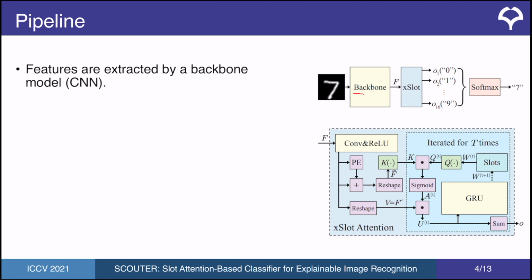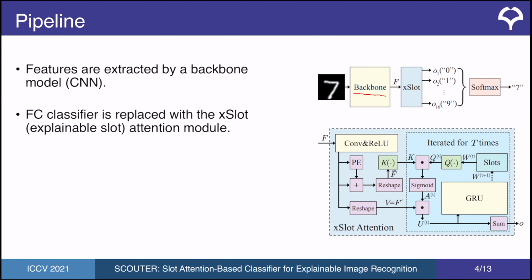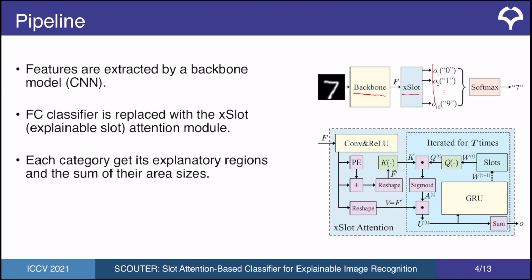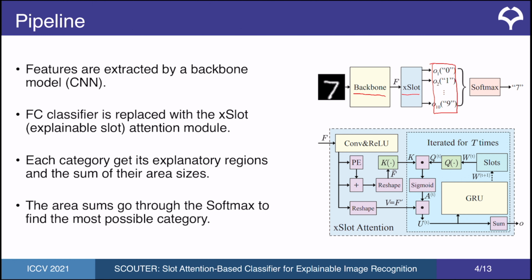Here is the pipeline of the SLOTR. Firstly, features are extracted by a CNN model. Then we replace the commonly used FC classifier with the explainable SLOTR attention module. Each category will get its explanatory regions and the sum of their area sizes, which is also the sum of the activation of the pattern set. Finally, the area sum goes through the softmax to find the category with highest confidence.